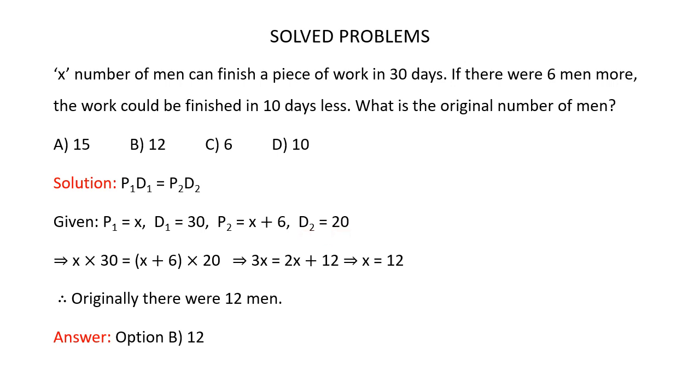So P1 is X, D1 is 30. P2 is X plus 6 and D2 is 20. Substituting all these values in the formula here, we get X multiplied by 30 is equal to X plus 6 multiplied by 20. On solving this, we get X is equal to 12. So originally there were 12 men. The correct answer is option B, 12.